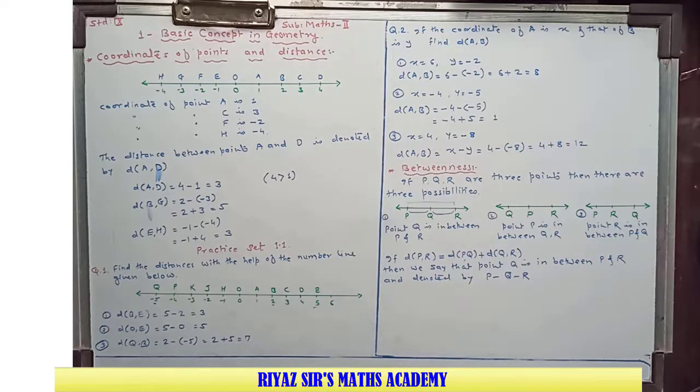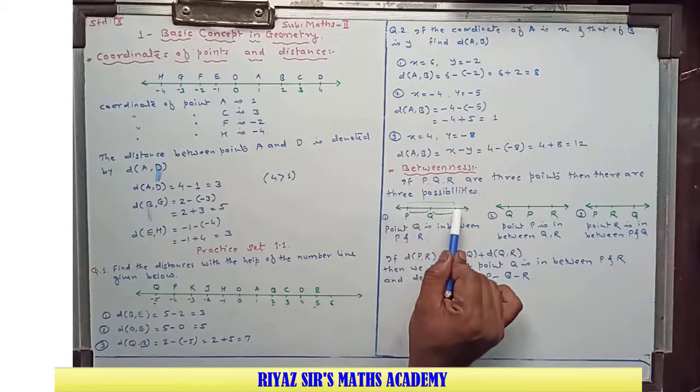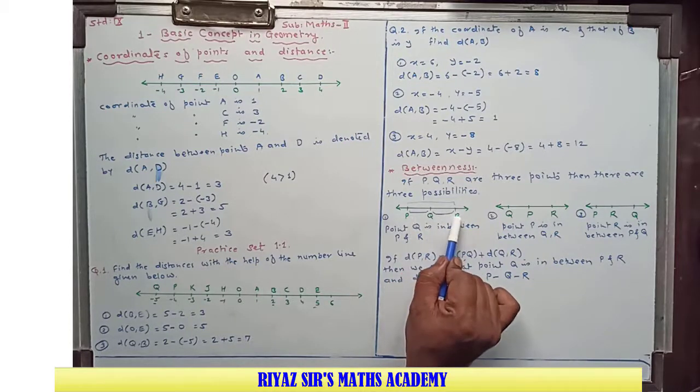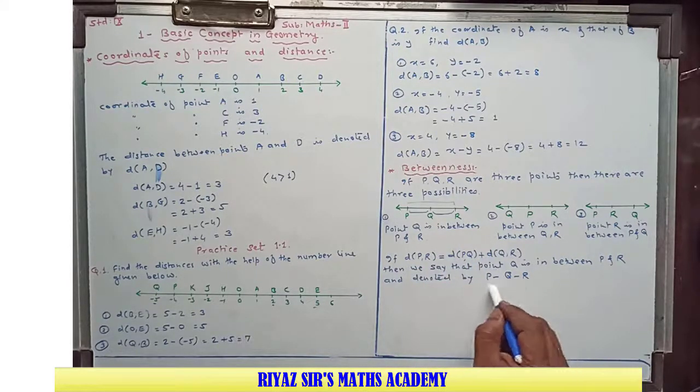Okay, in this way we denote P-Q-R when distance PR is equal to distance PQ plus distance QR. If distance PR is equal to distance PQ plus QR, then we say that point Q is in between P and R. So point Q will be between P and R. And we denote it in notation form as P-Q-R. That means these 3 points are collinear points and point Q is in between P and R. This is what it means.